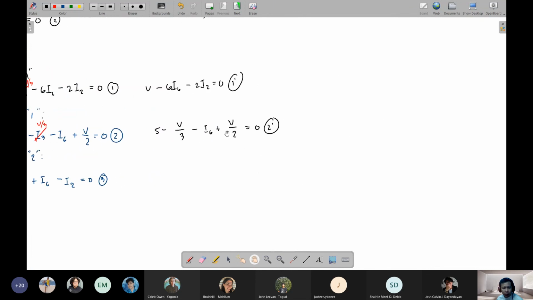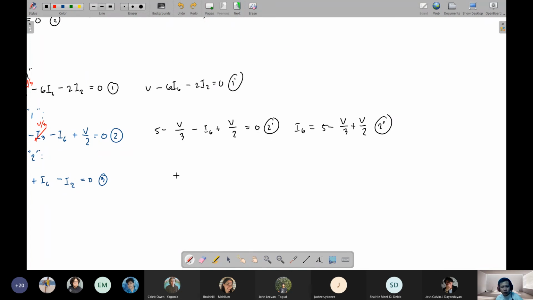How about I transfer I6 to one side. This will become I6 equals 5 minus V over 3 plus V over 2. Let's call this equation 2 double prime. Then I substitute it here.